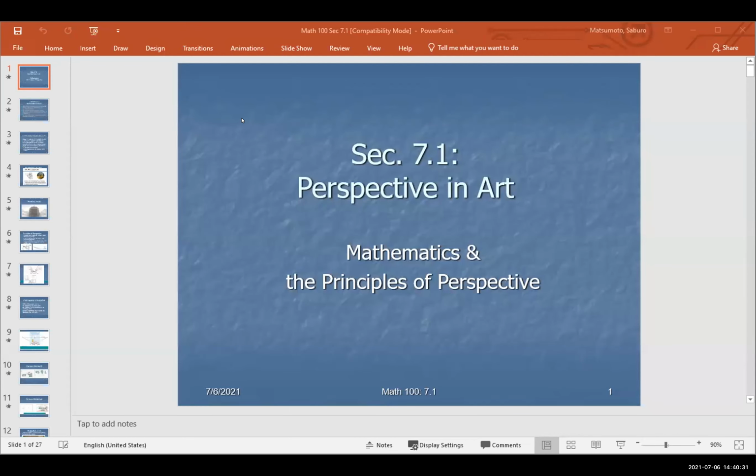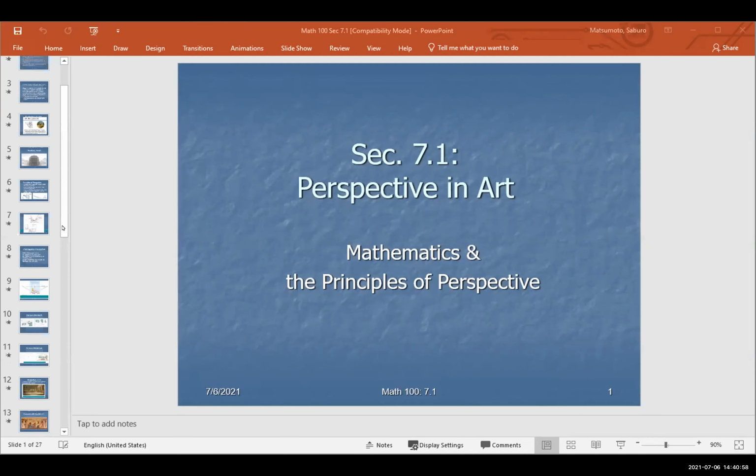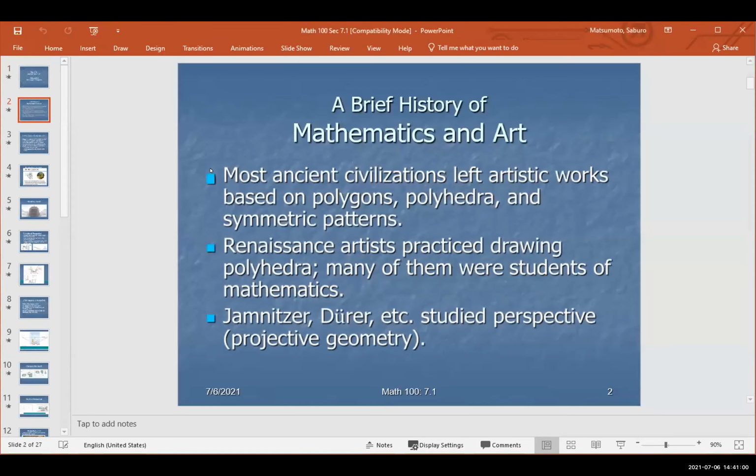All right, so if you go to your Canvas and the module for chapter 7, on the page for section 7.1, you have the links to the lecture videos as usual, but then also after that, you have a link to a PowerPoint presentation. In fact, this is true with all sections of this course, but in section 7.1, you can see this PowerPoint presentation. I'm not going to go over all of these slides, because many of them we talked about.